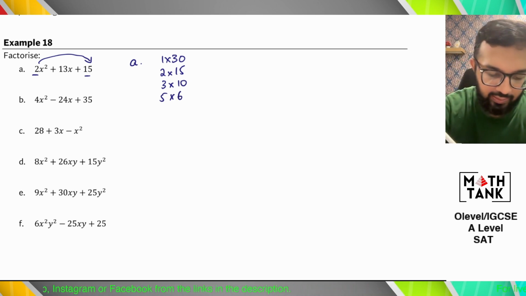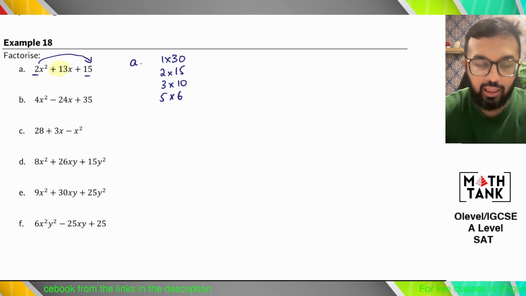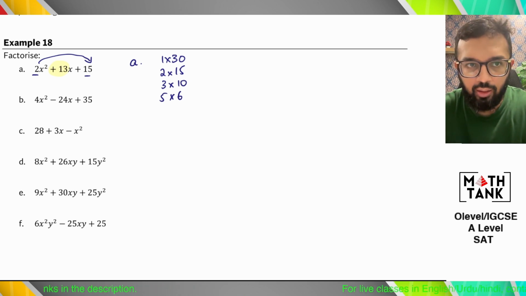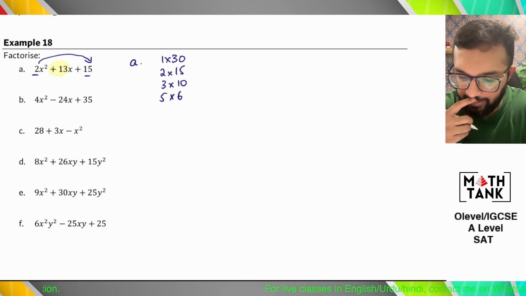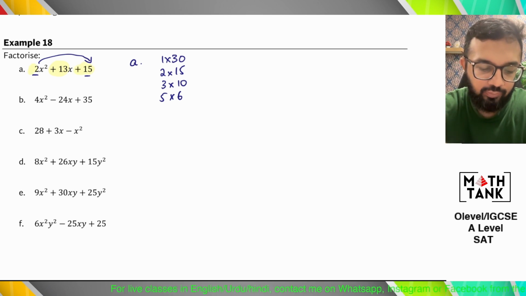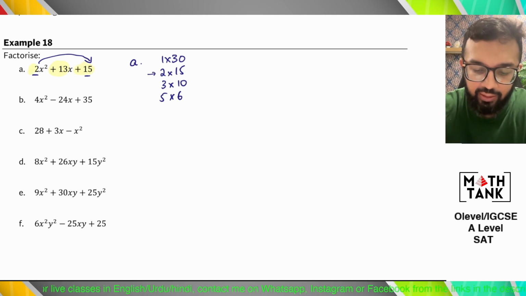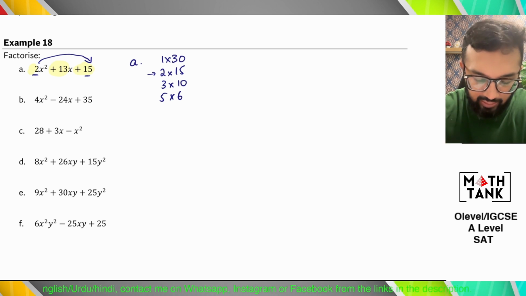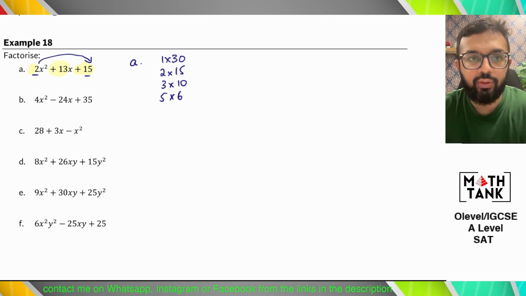I need to pick a pair such that I get plus 13 by adding or subtracting them. And I need a plus 30 here as well. Okay, so I could have picked up 15 and 12, but that doesn't give me. I'll have to keep one as a positive and the other as a negative.